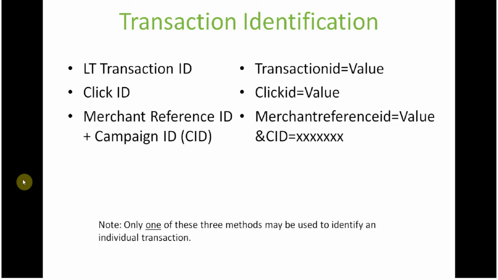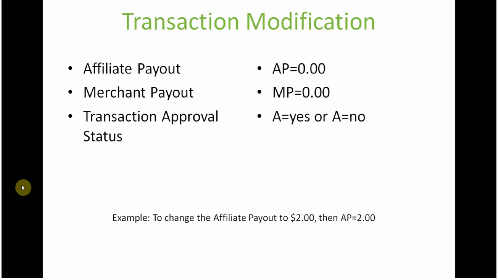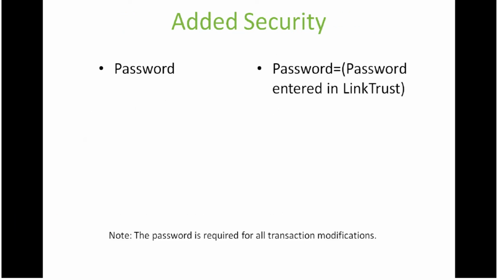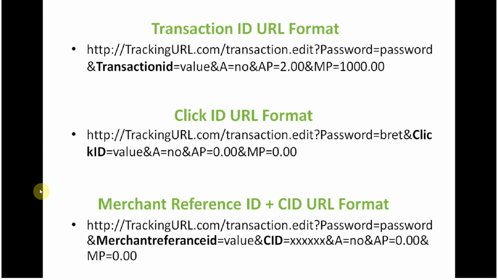Once the transaction is located, you can now modify the transaction in 3 ways. You can modify the affiliate payout, merchant payout, or transaction status. It is important to note that you do not need symbols in the currency. For added security, the password you placed in LinkTrust when enabling the transaction modification feature must be passed in for each modification. Now that we know what it takes to modify the transactions externally, let's look at the actual URLs needed to perform this action.